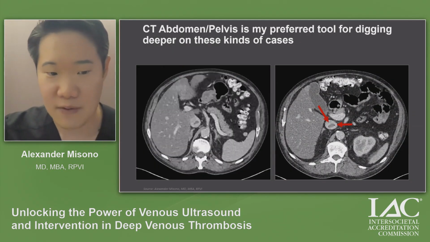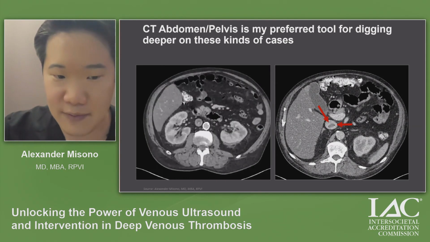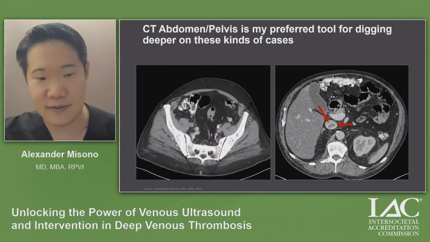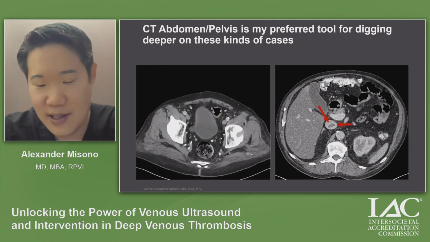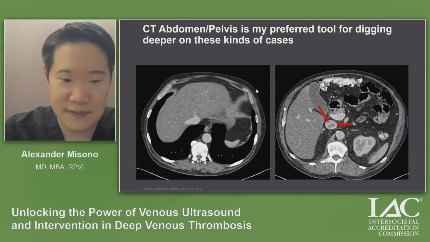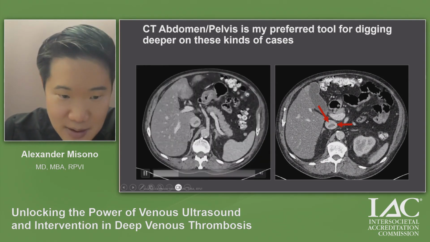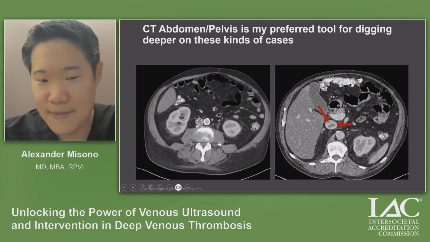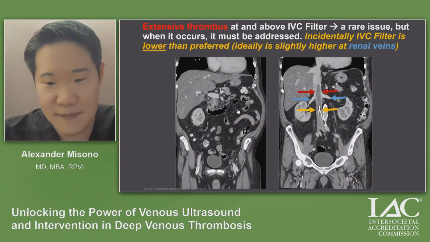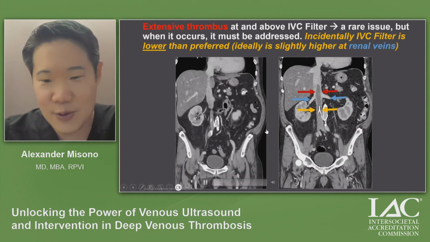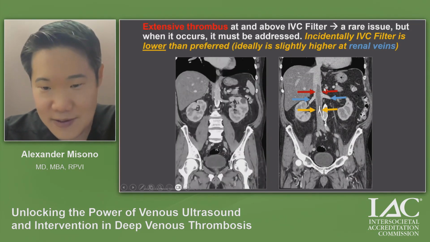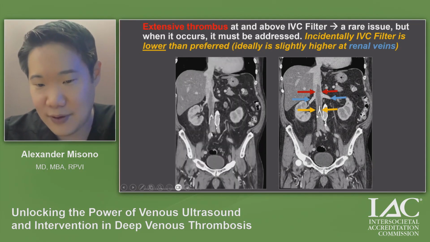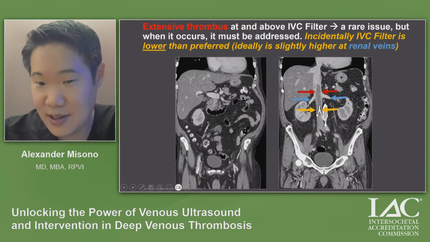So CT abdomen and pelvis with a venographic phase is my favorite tool to look for this kind of thing. And if you take a look here, very interestingly, there is an initially partially occlusive thrombosis towards the top. And as we come down, more occlusive thrombosis involving the IVC filter. And so ultimately, albeit very, very subtle in terms of finding, there is extensive thrombosis that is above the filter and also involving the filter and involving at that point the IVC.